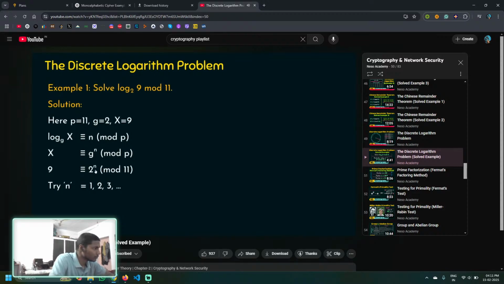Let's try 5. 2 power 5 is 32, and 32 mod 11 gives 10 as the remainder, so this is also an invalid congruence. Let's try n equal to 6. 2 power 6 is 64, and 64 mod 11 gives 9 as the remainder. So when n is equal to 6, this equation becomes a valid equation, and the exponent that we have found here is 6. So the answer to this question is 6. I mean, log base 2 of 9 mod 11 is 6.